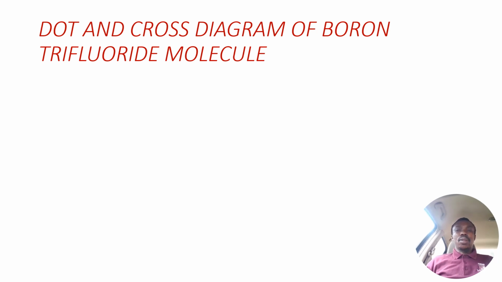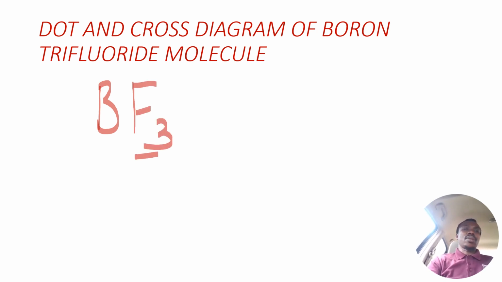So we're going to look at the dot and cross diagram. Now, the formation of covalent bond in boron trifluoride is between atoms of different elements. This is boron trifluoride, which contains 3 atoms of fluorine and 1 atom of boron.